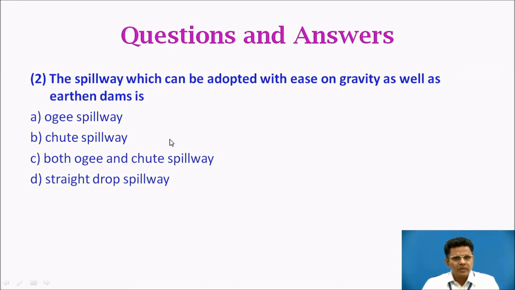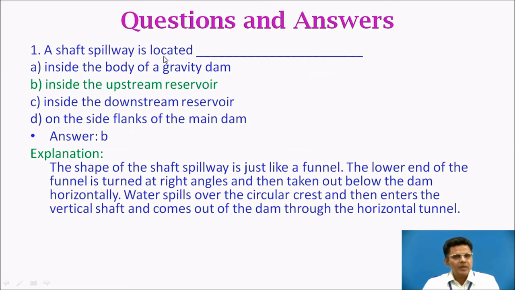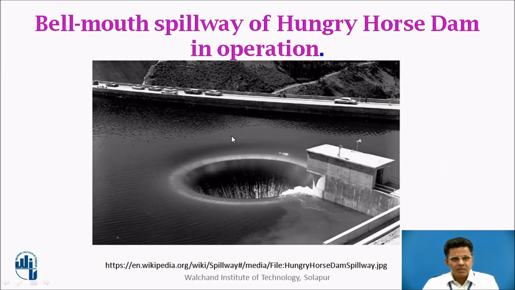Another question, which type of spillway can be adopted with ease on gravity as well as earthen dams? The Ogee spillway is the spillway which can be adopted with ease on gravity as well as earthen dams. A shaft spillway is located inside the body of the gravity dam, inside the upstream reservoir, inside the downstream reservoir, or on the side flank of the main dam. The answer is, a shaft spillway is located inside the upstream reservoir, as we have seen.